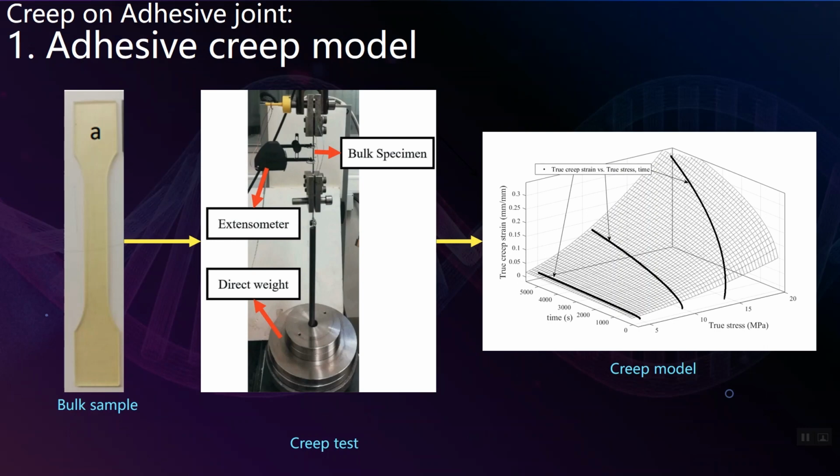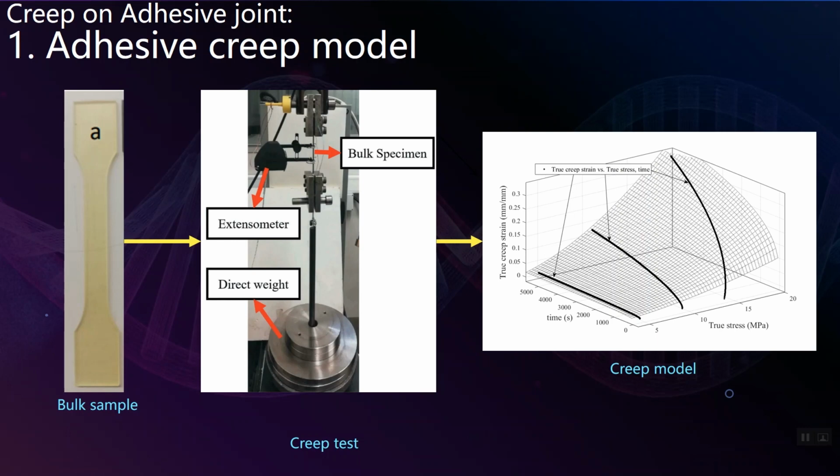The first part speaks about the creep model of the adhesive, which is obtained from the creep data of the creep test. So here, as you can see, we have the bulk sample, and we perform some creep tests on some bulk samples, and we get these experimental data, and then we are able to fit a curve like this, which is the creep model. This creep model is a material property of the adhesive.